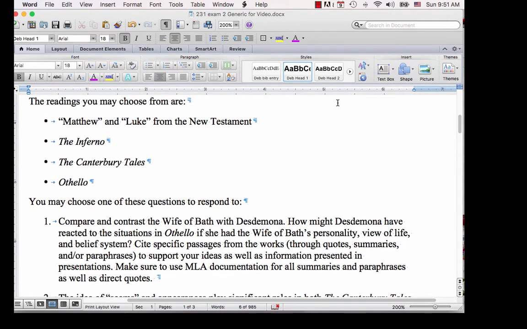Okay, here are the readings you should choose from, and they're the ones that have been assigned since Medea. Okay. Othello. I've got Othello on the mind today. Matthew and Luke from the New Testament, the Inferno, Canterbury Tales, and Othello. And here are the questions that you can respond to.